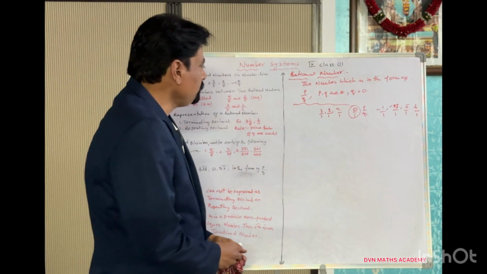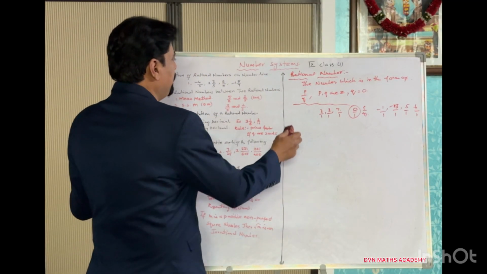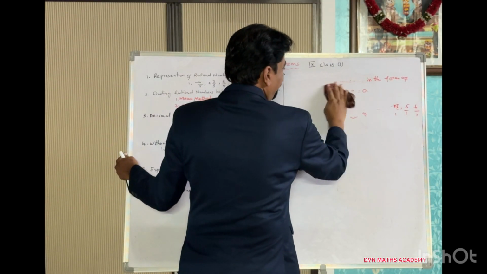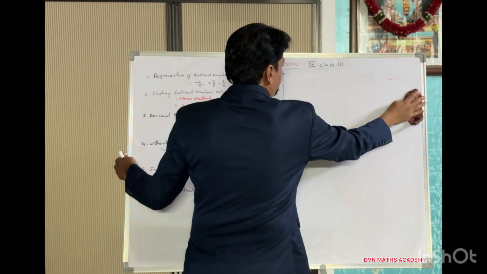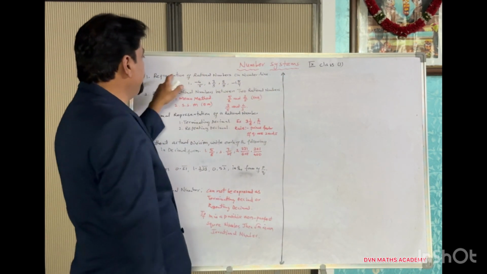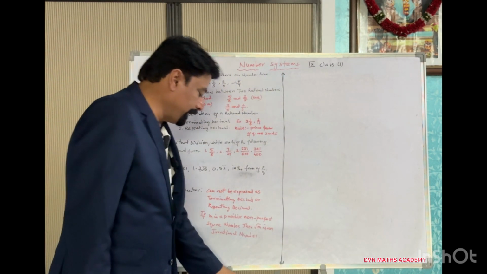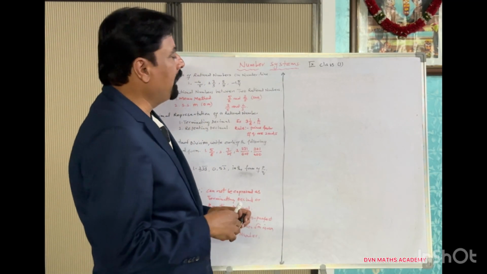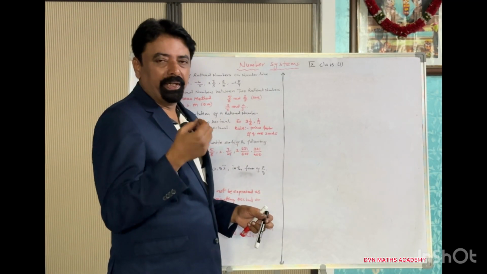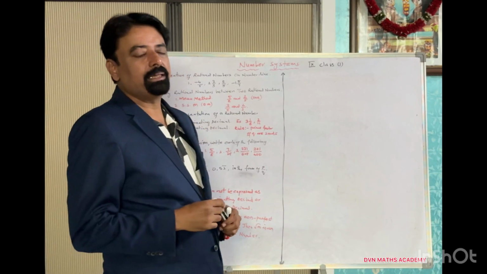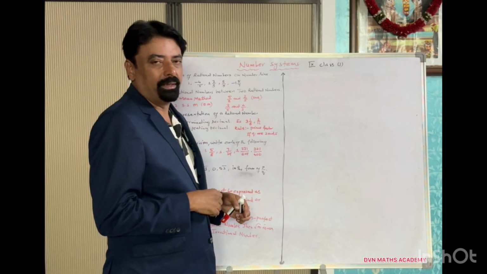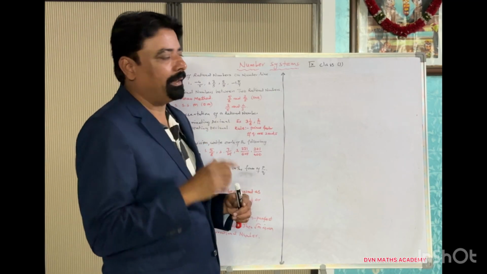Now the first concept I am going to explain in this class is the representation of a rational number on the number line. In 6th class and 7th class, we already represented integers on the number line. As 9th class students, we need to know how to represent rational numbers on the number line.